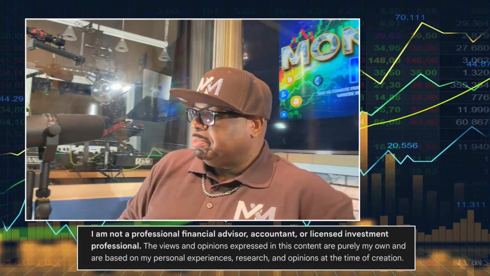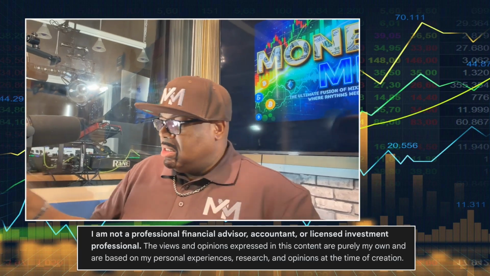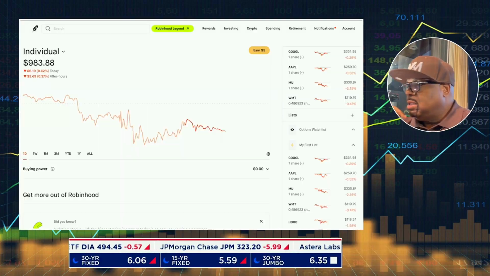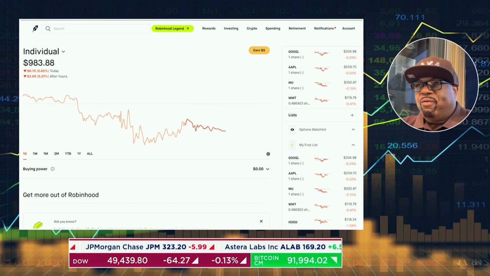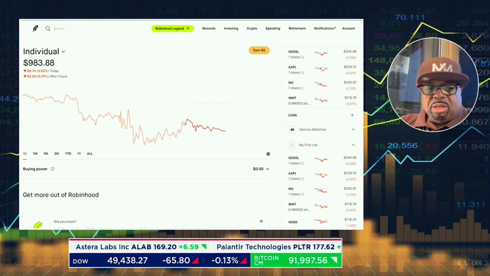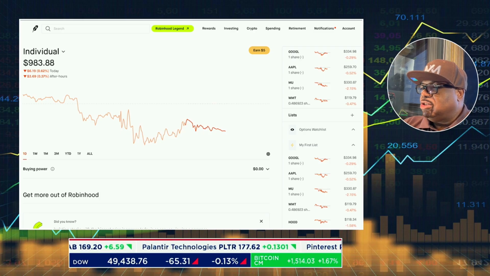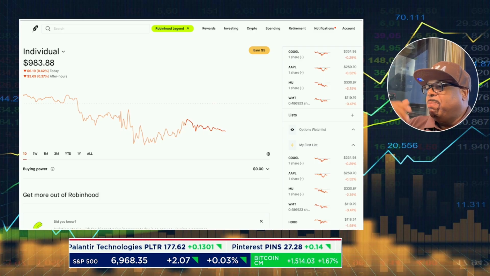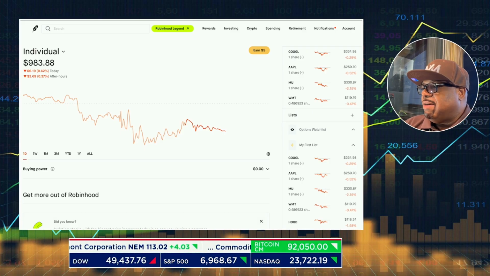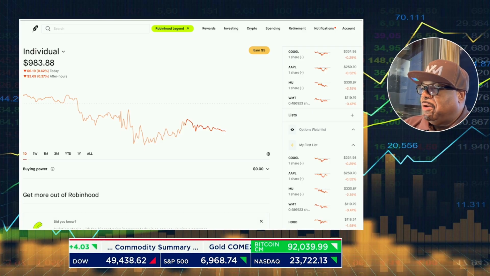All right, once we got the technical stuff out of the way, we're going to dive into this show real quick. So yesterday, let me go to my Robinhood app real quick. Yesterday, we started off with $1,000 and we invested. And today, you see, we are down. We're at $983. So we pretty much lost around $17 yesterday.